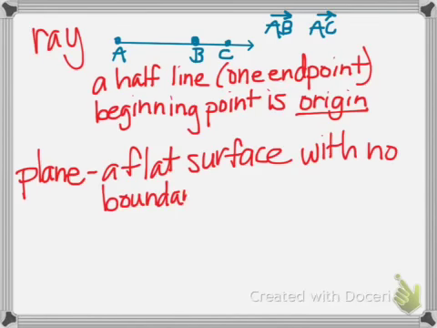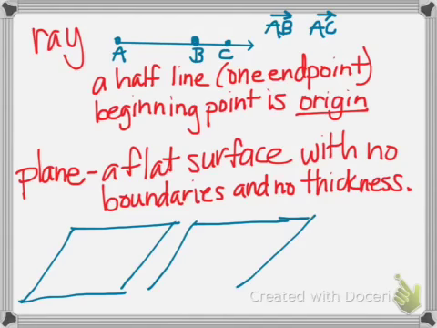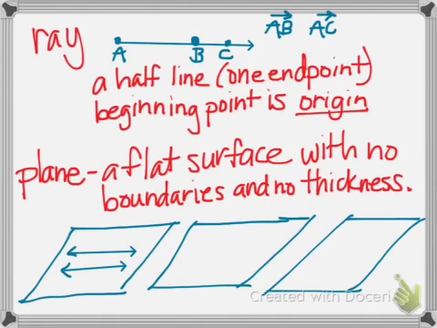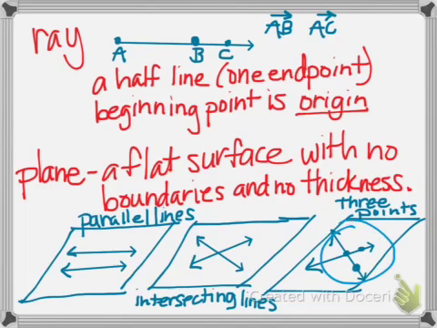A plane is a flat surface with no boundaries and no thickness. So if you imagine a wall that goes on in every direction infinitely and that has no thickness. And in a plane, you can have different kinds of lines. You can have parallel lines, you can have intersecting lines, and you can have 3 points in a plane. What's special about this is that 3 points in any plane designate the crossing of 2 specific lines.